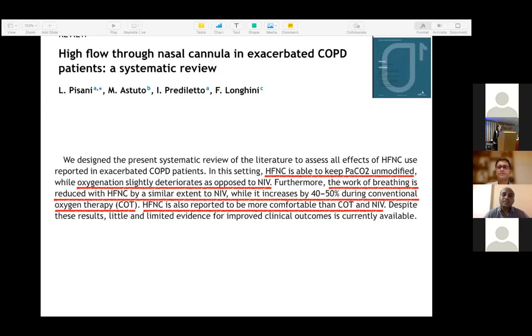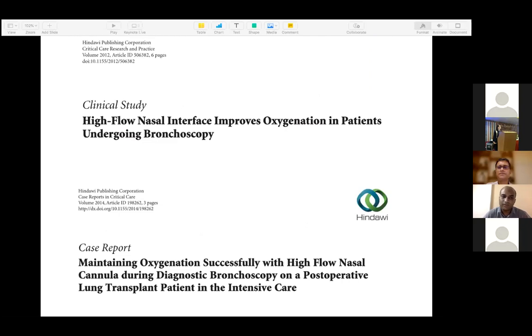But can you use it in acute exacerbation of COPD? So this is a systematic review which shows that HFNC is able to keep PCO2 unmodified. Contrary to the conventional belief that it will cause an increase in PCO2, it doesn't happen in a practical scenario. While oxygenation is slightly deteriorated as opposed to NIV, the work of breathing is reduced with HFNC by a similar extent as NIV, while it is increased by 40 to 50% when you are using only conventional oxygen. So at least it is non-inferior.